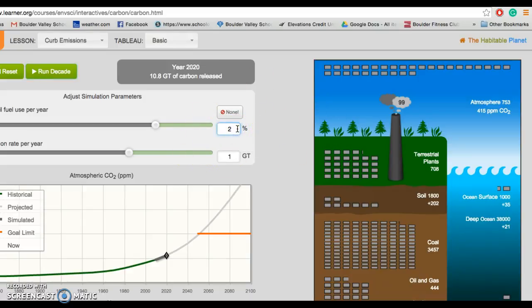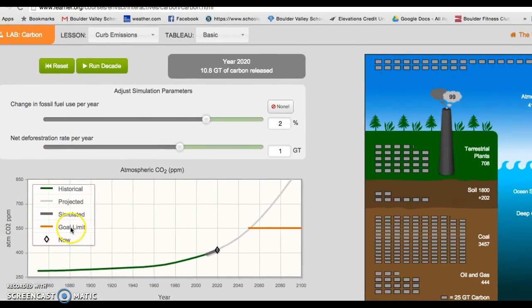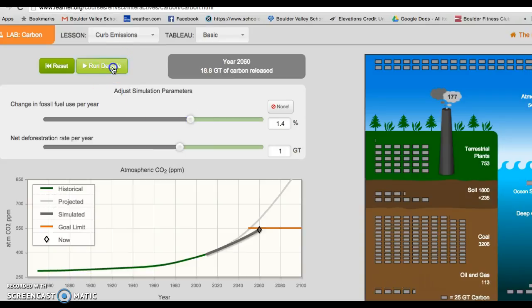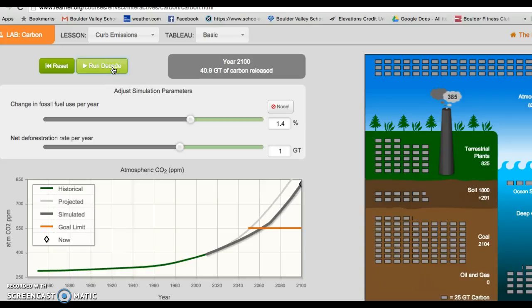So I'm going to play around with my percentages to see what I can do. We want to keep it under the threshold by 2100, so here's my 2100 right here. And here is that threshold, that 500 parts per million. Can you see that over here? So let's just run it right now. I don't know, let's say 1.4%. We're going to run it up to 2100. Oh, crikey, that didn't work, right?